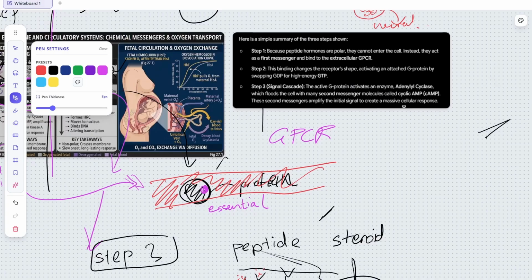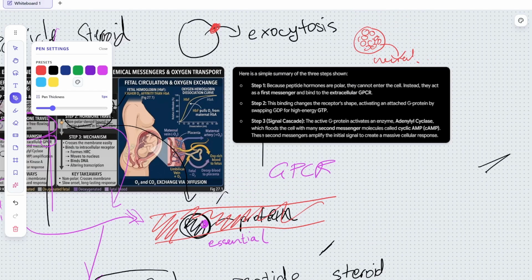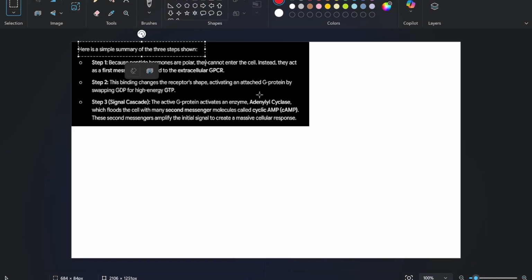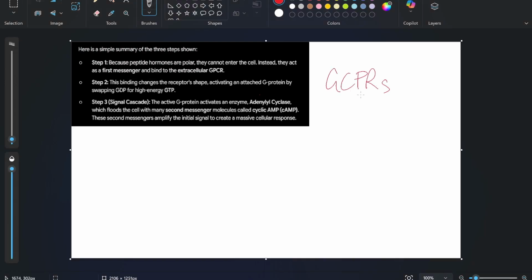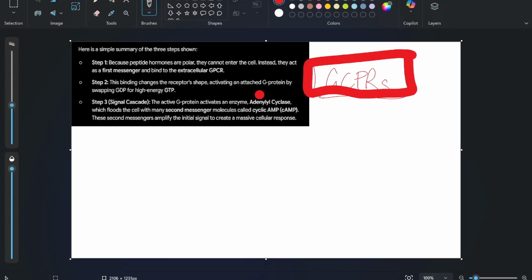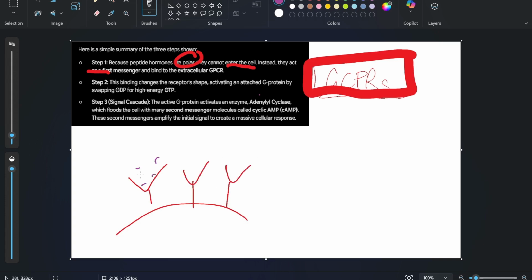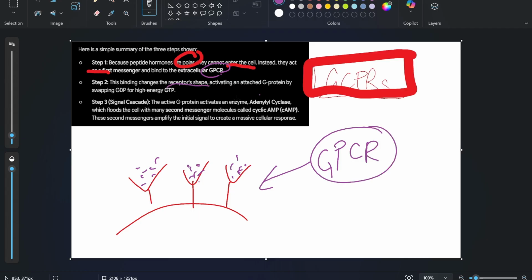Okay, so let's go over GPCRs. It's a bit slow, so I'm going to pause and do it on paint. Here's a simple summary of the 3 steps shown below of how GPCRs work. Step 1: because peptide hormones are polar, they cannot enter the cell. Instead, they act as a first messenger. They never really enter the cell, right? They couple to these protein receptors, as I said before. These are called extracellular GPCRs. Sorry, I've been saying it wrong, it's GPCRs. This binding changes the receptor shape, activating an attached G protein by swapping GDP for GTP.